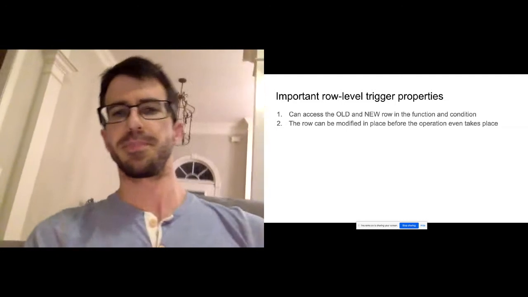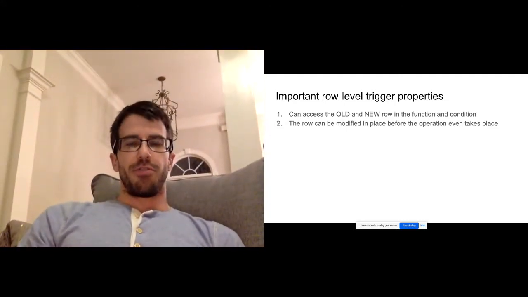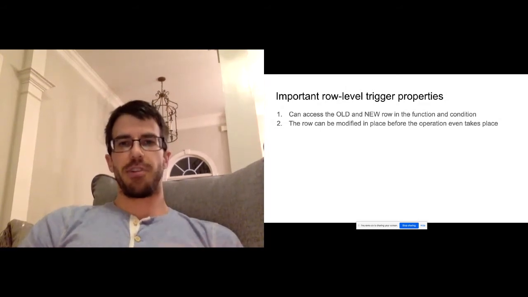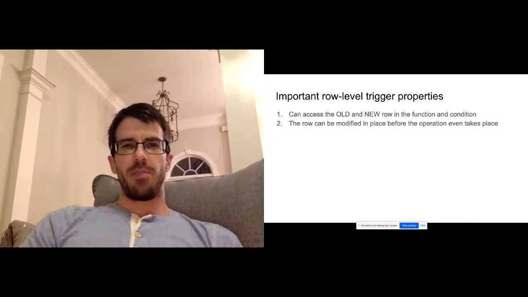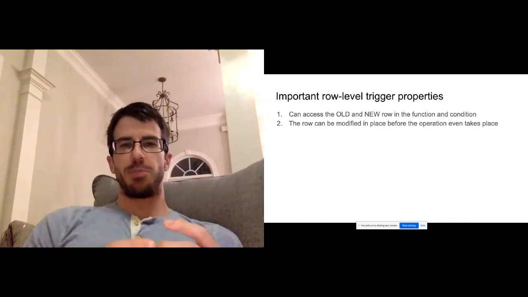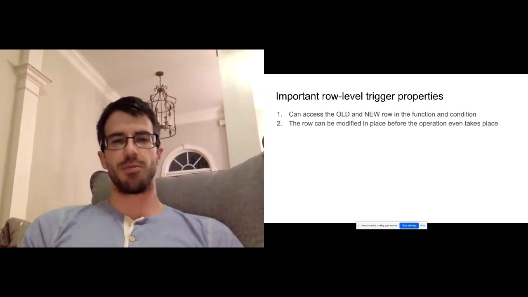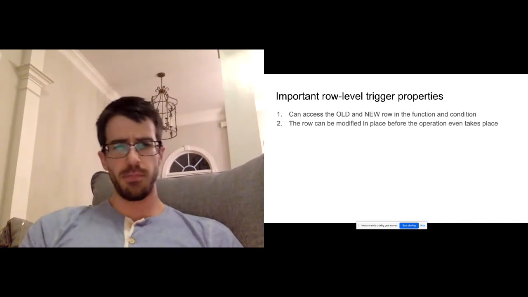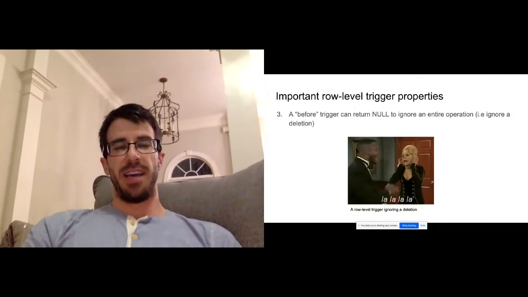One other really important row level trigger property is that the row can actually be modified in place inside of the trigger itself before the database performs the operation. So you have the ability to take the new row that's about to be updated, and you can change it in place however you want to, and then that's the row that's going to be used whenever Postgres does the update or the create.